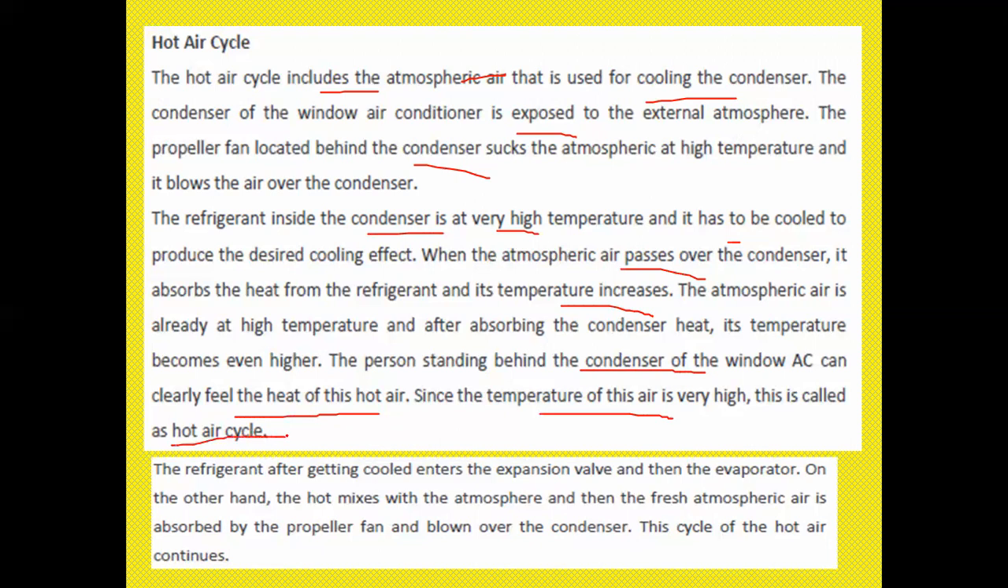Understood? So, you have two regions to explain for the window AC system. One is the cool air cycle, the other is the hot air cycle. Coming to the hot air cycle, it is processed at the outdoor side of the window AC with the help of this condenser.